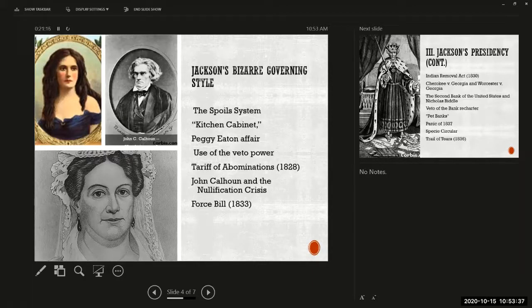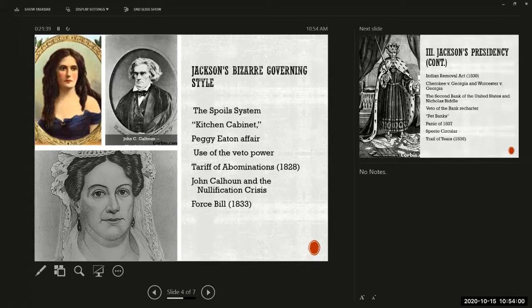Any questions? How did Calhoun get elected as vice president? The way that vice presidents worked by this point is they were on a ticket. So I suppose the point was to balance the ticket by choosing Calhoun, even though he was not at all Jackson's favorite person.